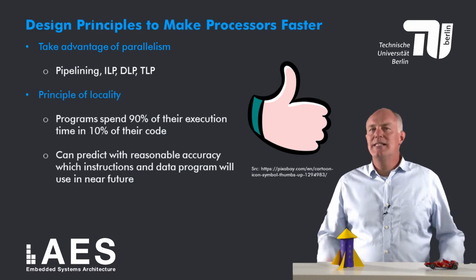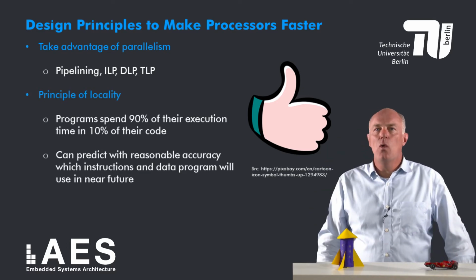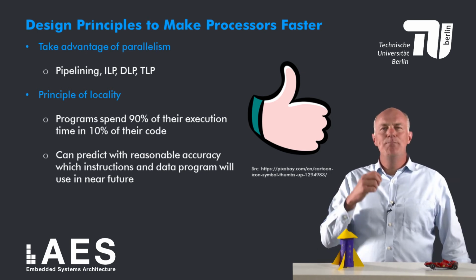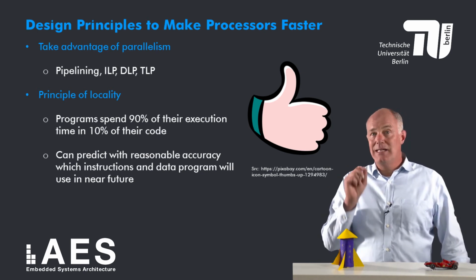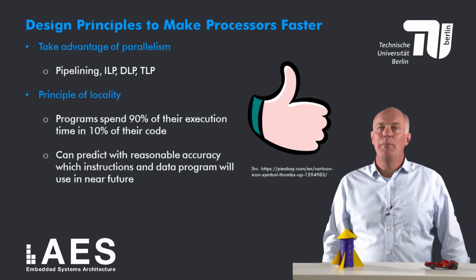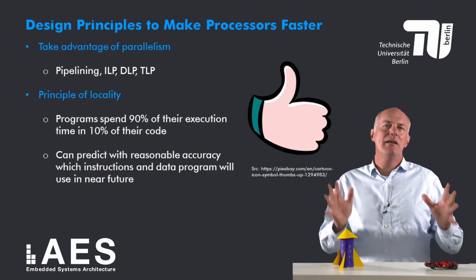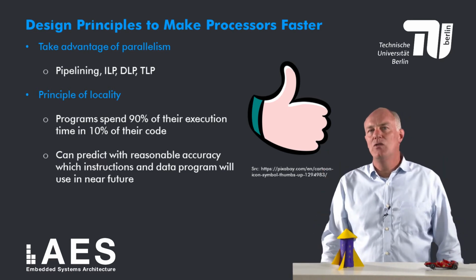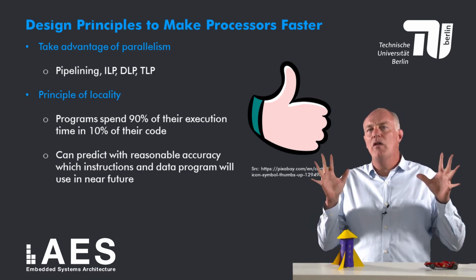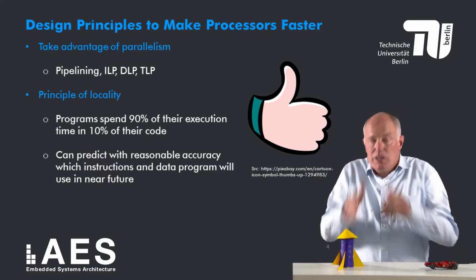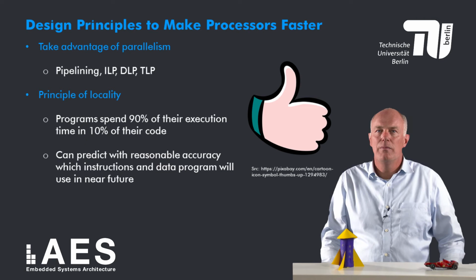The second rule of thumb is the so-called principle of locality. Locality has many forms. One is locality in time. For example, another rule of thumb states that programs spend about 90% of their execution time in only approximately 10% of their code. So it makes sense to focus on this part of the code.